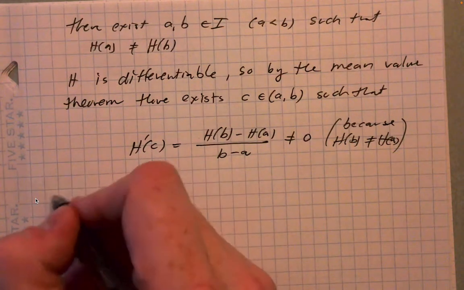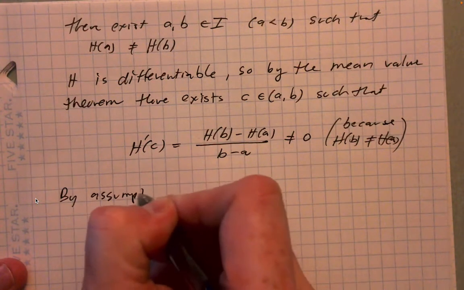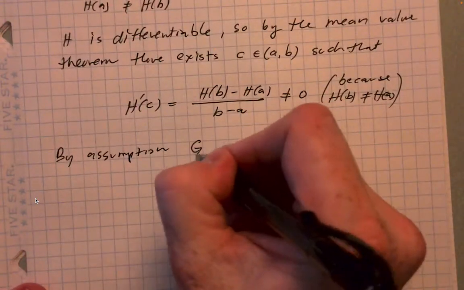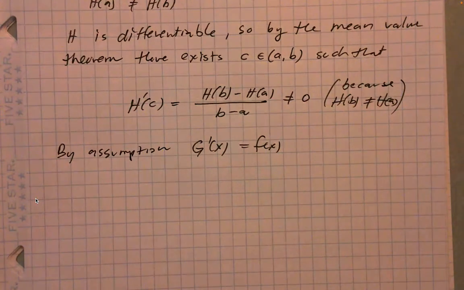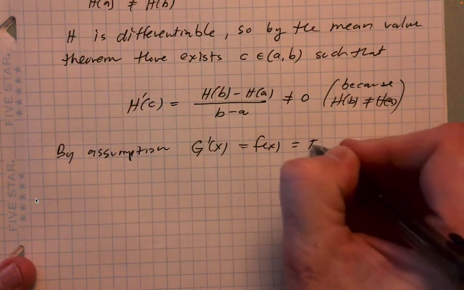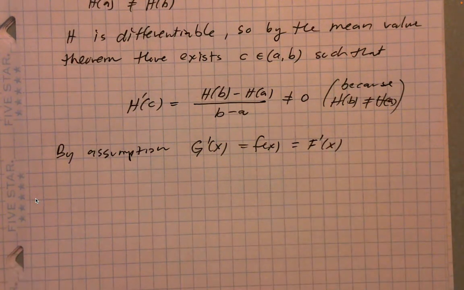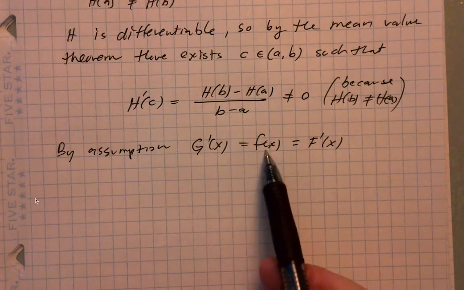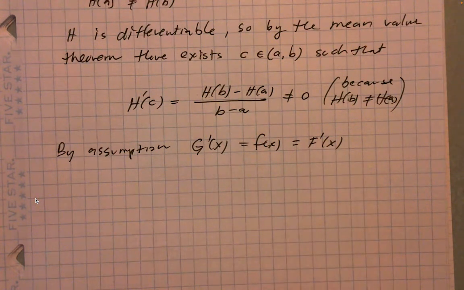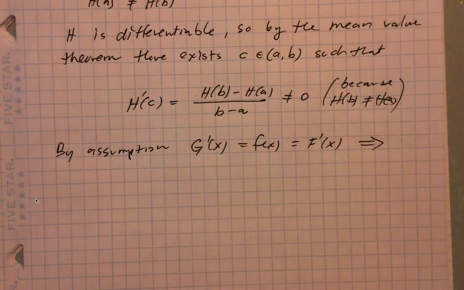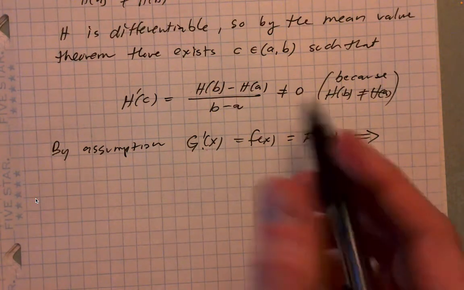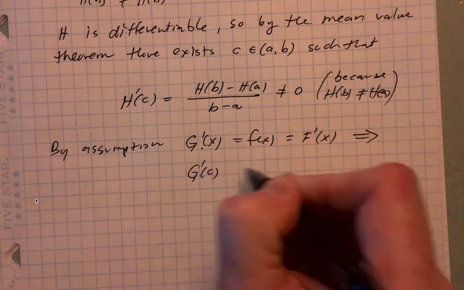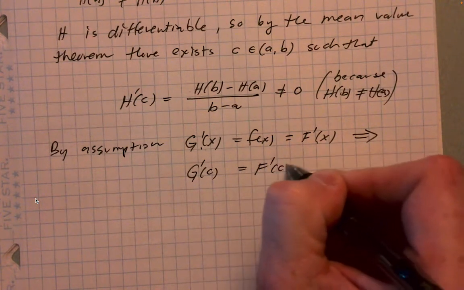Okay. All right. So then by assumption, this is what we have, right? By assumption, we know that g prime of x is equal to f of x. And we assume that g is an antiderivative, so this is true. It's an antiderivative of little f. And obviously, we know that big F prime of x is as well. Okay. So g prime of x is equal to f of x, which is equal to big F prime of x. Okay, now what does that imply? Well, if that's true, obviously these two are equal as well. Okay, and so we can say g prime of c is equal to big F prime of c.